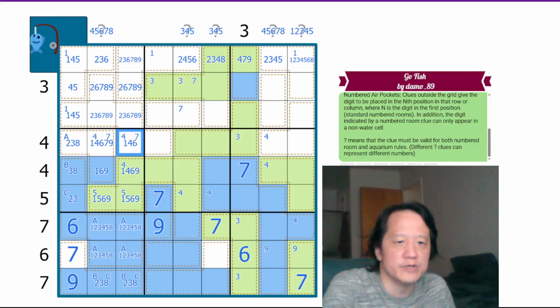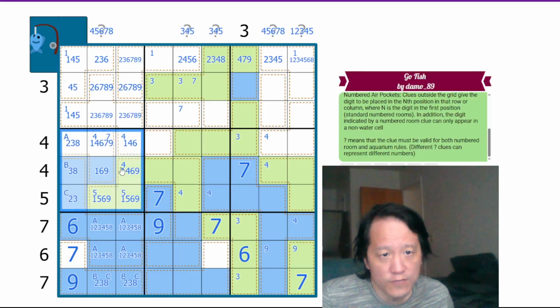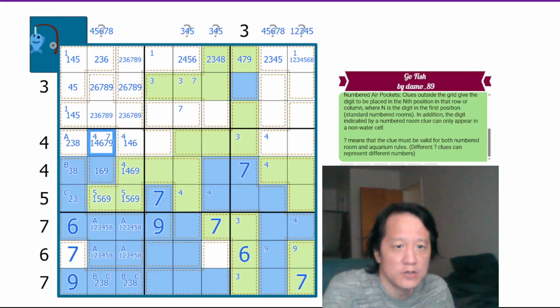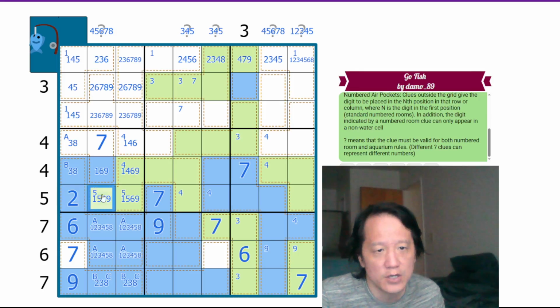So this has to be not 7. Where is the 7 in box 4? It has to be here. So this is 7. That means this cannot be 2. This is 3, 8 as a pair. That eliminates 3, 8 in the rest of the column. So this must be 2, which means 5 is in the second position. So 5 is there. That eliminates 5 here.